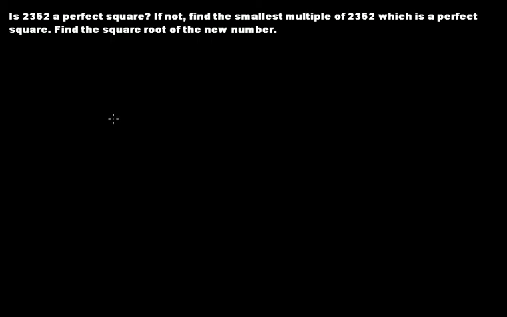We have one problem here, and it says, is 2352 a perfect square? If not, find the smallest multiple of 2352 which is a perfect square. Find the square root of the new number. Now, we don't know whether 2352 is a perfect square or not.